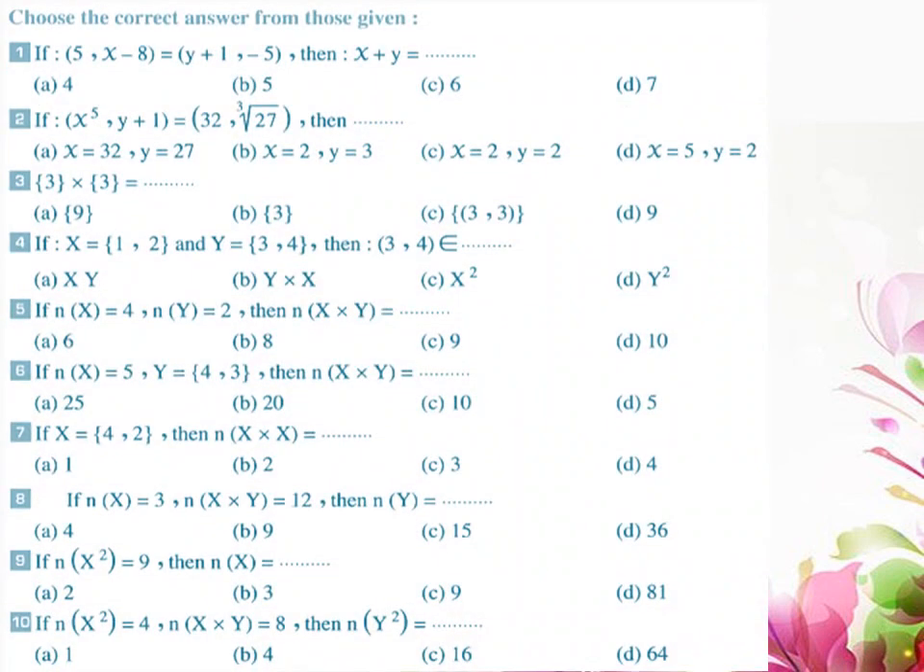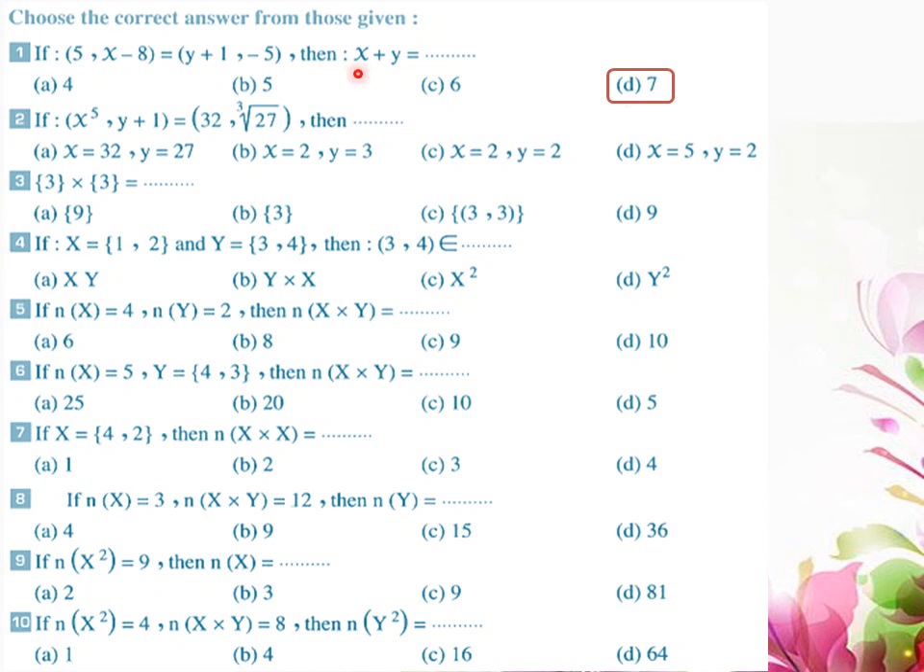Another example, choose the correct answer from those given. Firstly, if (5, x minus 8) equals (y plus 1, negative 5), so y plus 1 equals 5, so y will be 4, y equals 4. X minus 8 equals negative 5, so x will be 3, then x plus y will be 7.